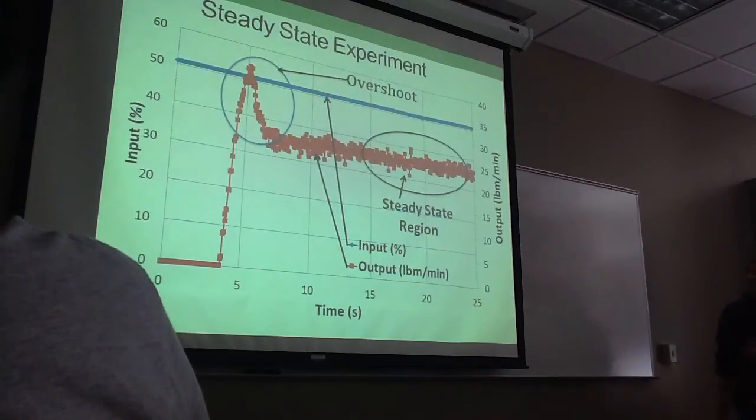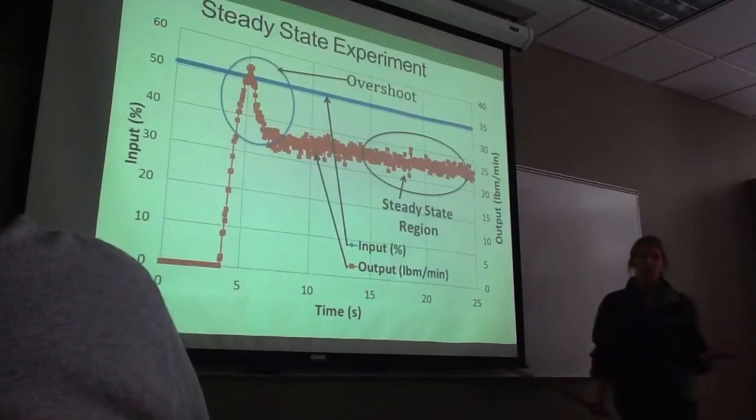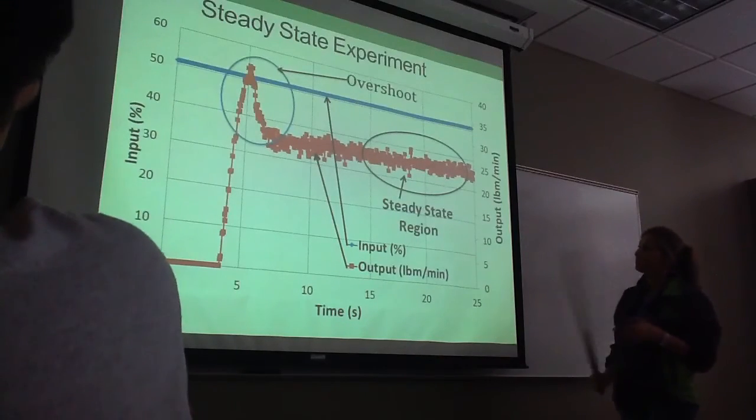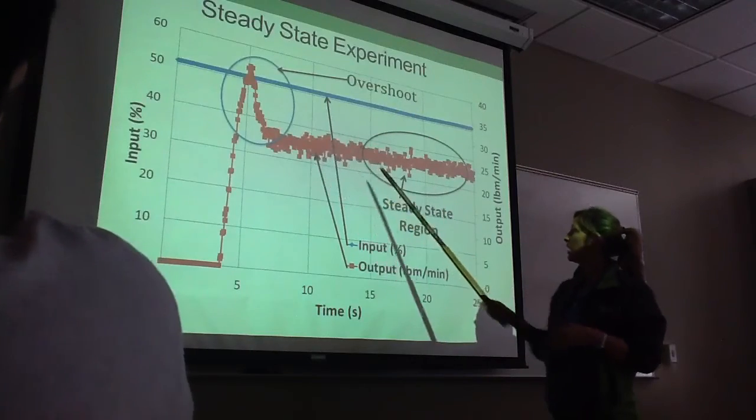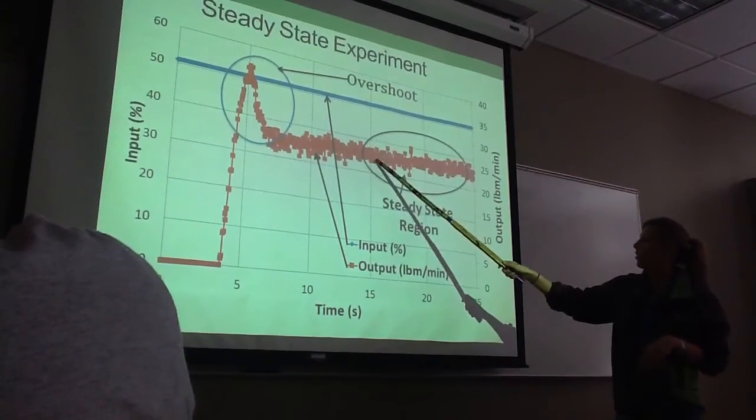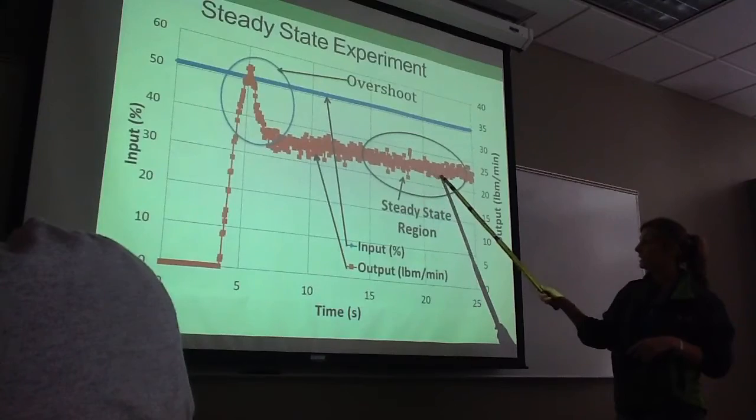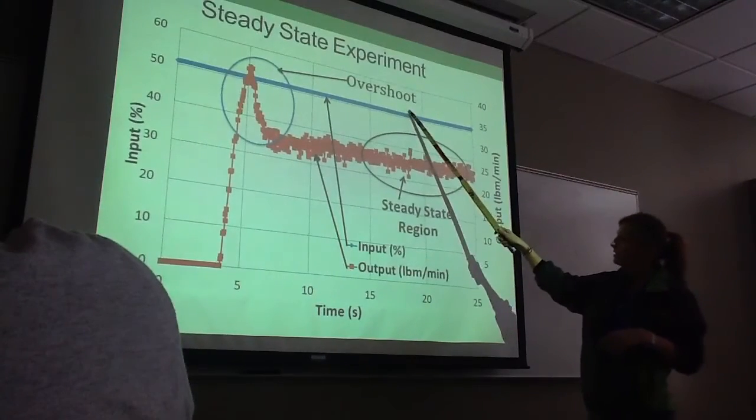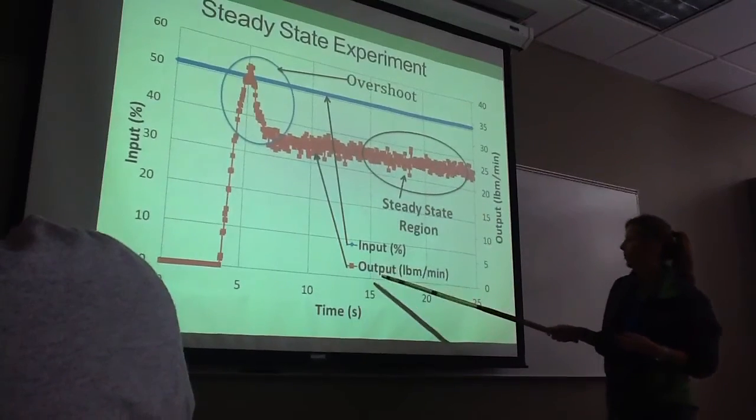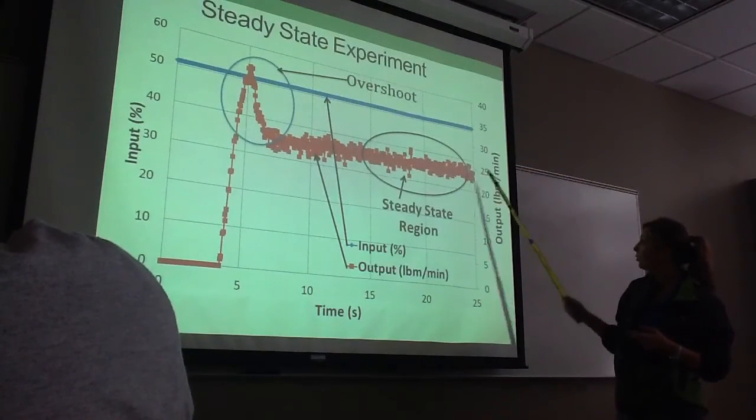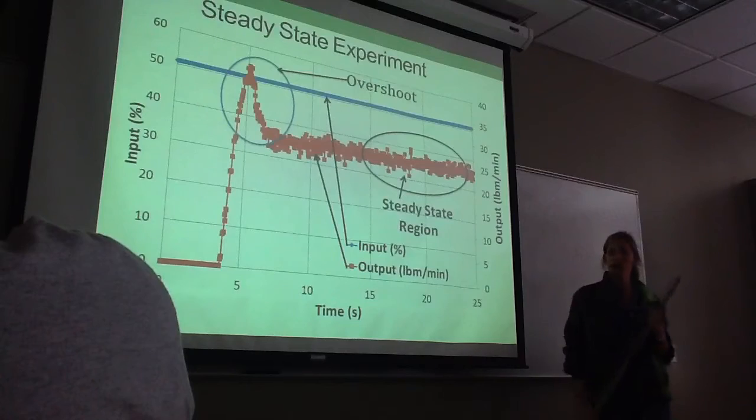This is our steady state experiment. This is just one representation of the many experiments that we ran. In this region, you'll see the overshoot of the experiment, and this is where the water began to be steady state. The blue line is the input in percent, so this one was run at about 51%, and the output is the red line, and it was about 24 pounds per minute out.